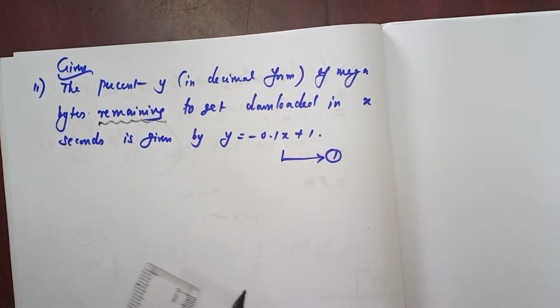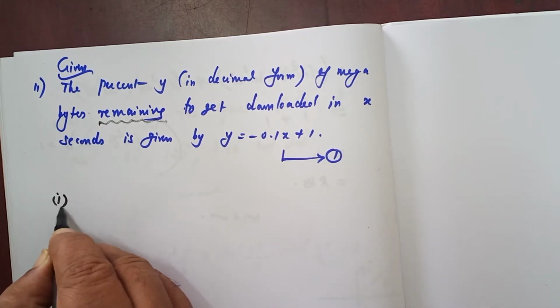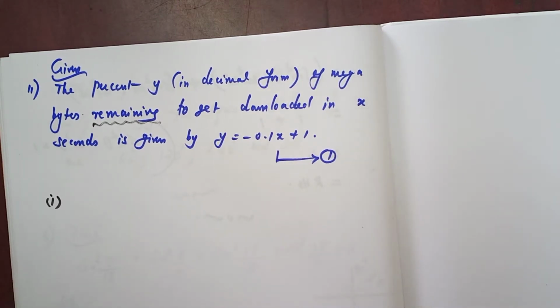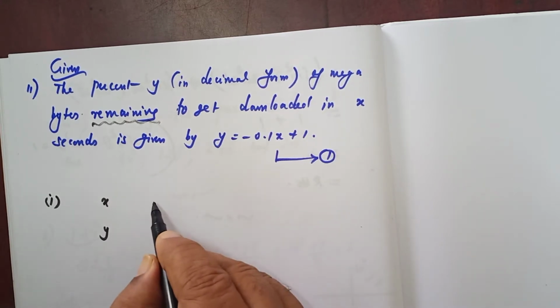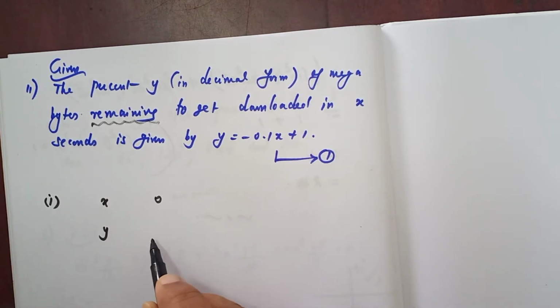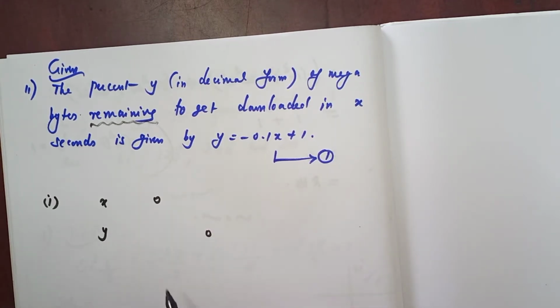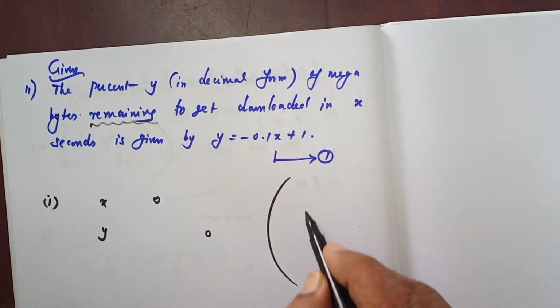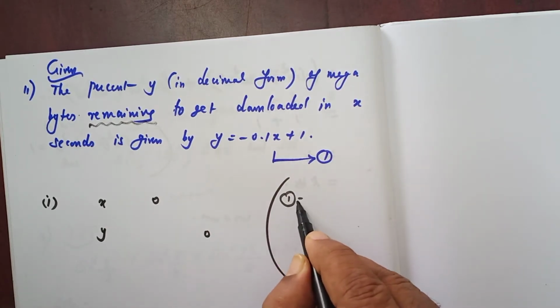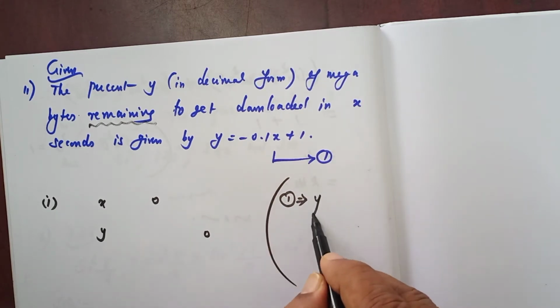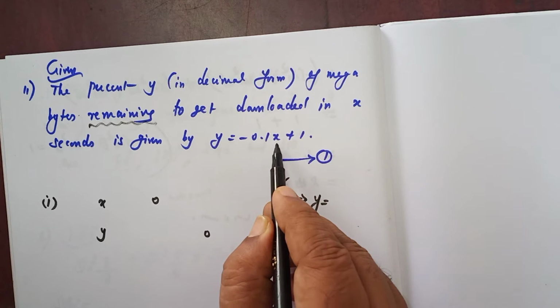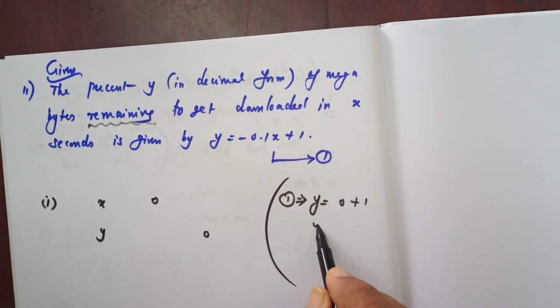First one, graph the equation, subdivision number 1. We can draw the graph first. Take x and y. X equals 0, find the value of y. Then y equals 0, find the value of x. That will be easy for you. First I take x equal to 0. I do the calculation here. When x equal to 0, y equals minus 0.1 into 0, that is 0, plus 1, that is y equal to 1.